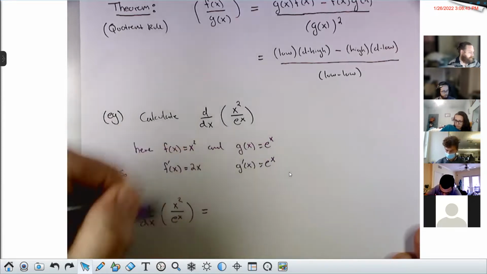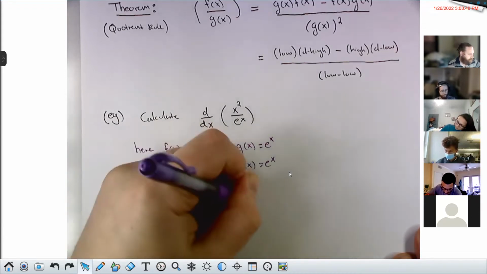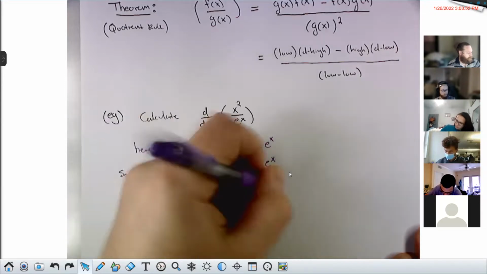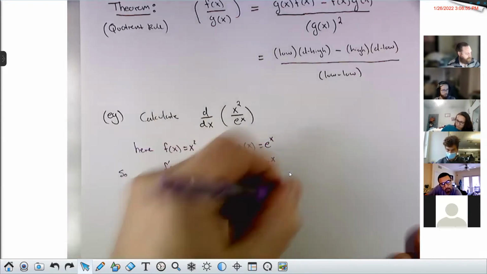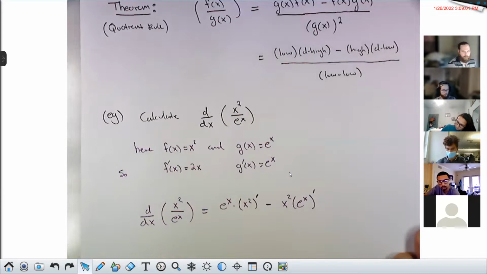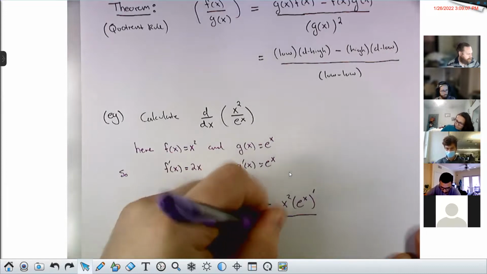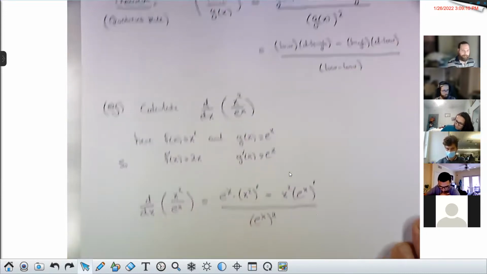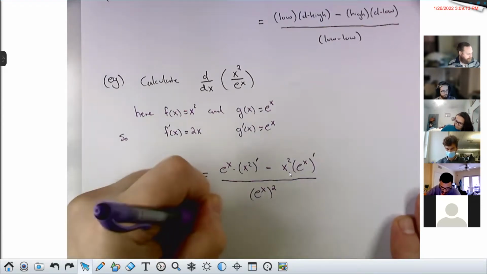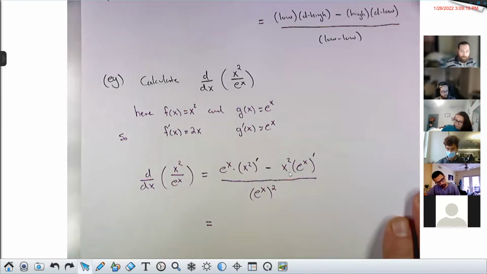So this is low d high, bottom times the derivative of the top. So I'd write it as e to the x times x squared primed minus high d low, that's the top, times the derivative of the bottom, so x squared times e to the x primed, over low low, or the bottom squared, e to the x all squared. And now in the second step, so first I like to write it out schematically like this. It lets me get something on the page that I know is correct, from which I can continue working without trying to do too much at once.